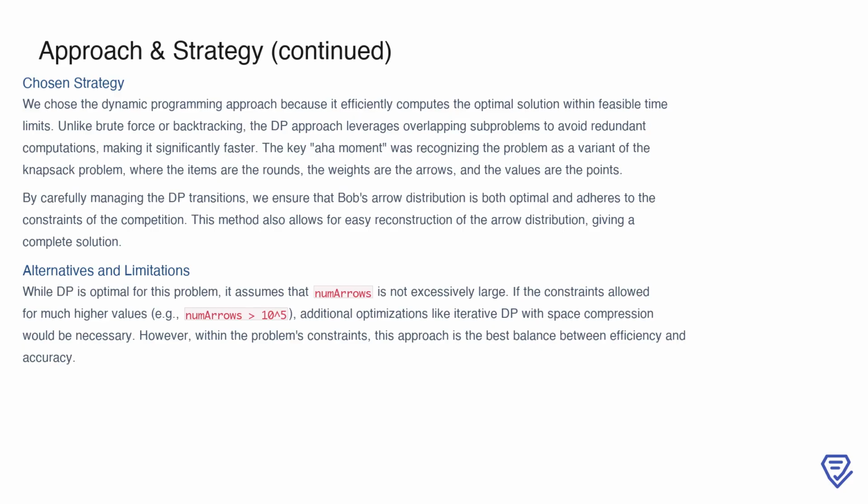Additionally, the DP table structure enables us to reconstruct the specific arrow distribution, providing a complete solution. While this method is well suited for the given constraints, it may require further optimizations like space compression if numArrows were significantly larger, such as exceeding 10 to the power of 5. However, within the parameters of this problem, dynamic programming offers the most efficient and accurate solution.